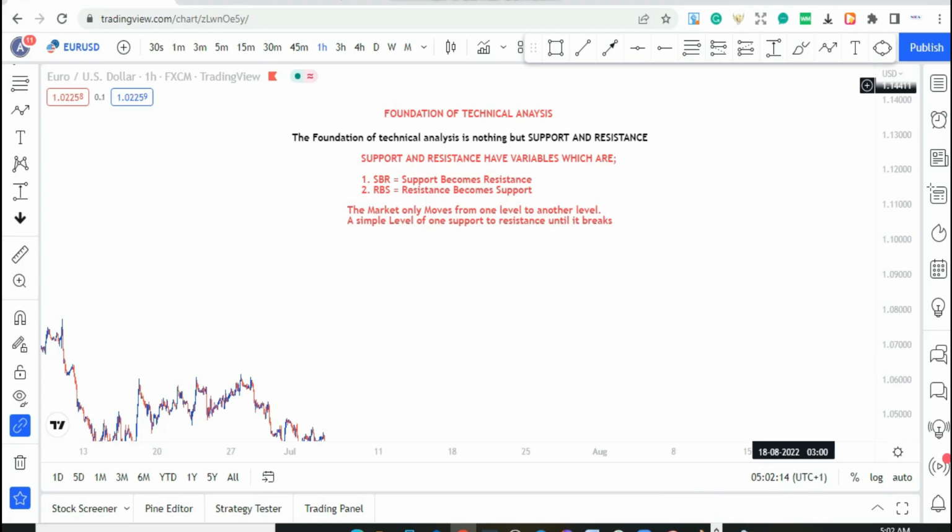This is called the Foundation of Technical Analysis. This was the big question we started asking. What is the foundation of technical analysis? The foundation of technical analysis is nothing but support and resistance.